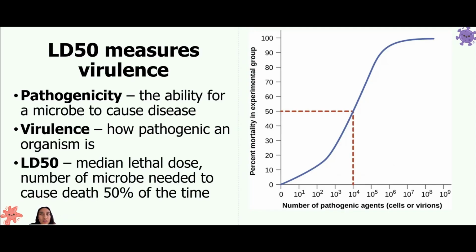This gives us a metric of how pathogenic a microbe is. There are some bacteria, for example, where if you are exposed to 5 cells, so 5 bacterium, you will most likely die. Whereas with some microbes, you have to be exposed to millions and millions of them before you actually die from that disease. And so this is our metric of how virulent a microbe is.